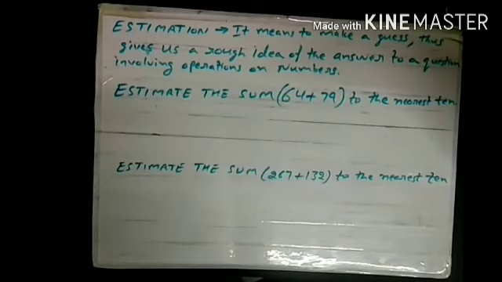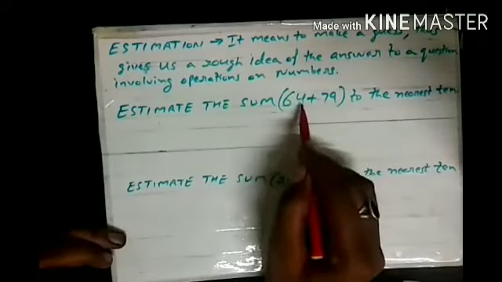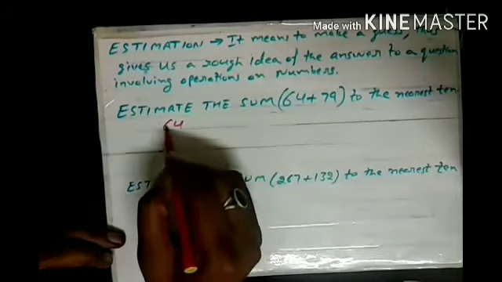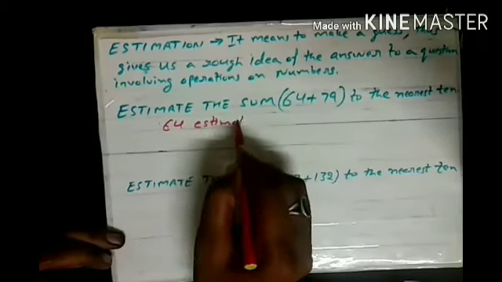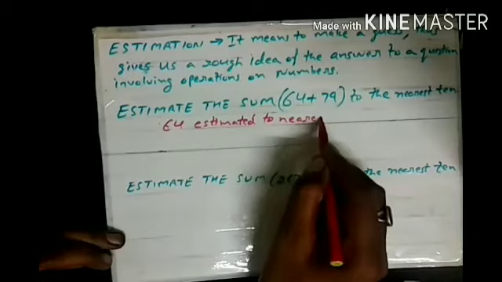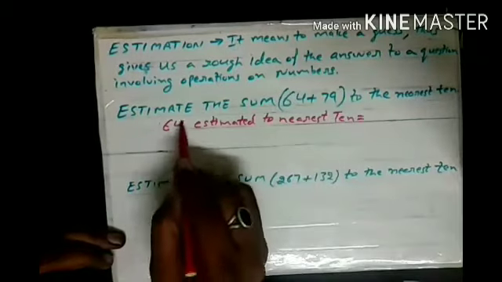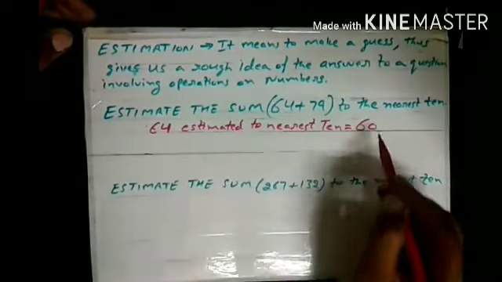So we have to make it nearest 10. So we have to find the sum 64 plus 79. Now as we know, 64 estimated to the nearest 10. Now we will round off 64 to the nearest 10. Its answer will be 60.